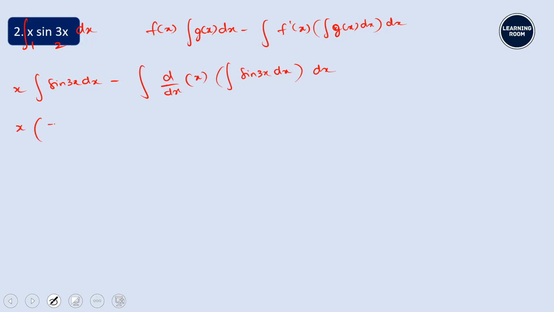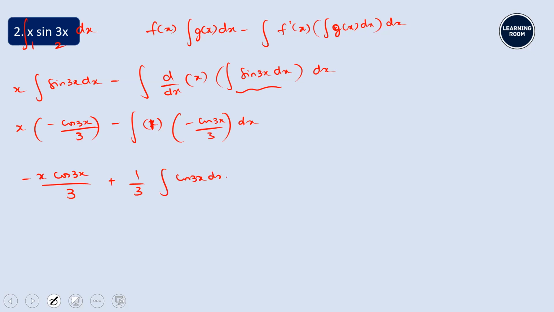So x into integral of sin 3x is going to be minus cos 3x divided by 3, minus integral of derivative of x, which is 1, into the integral of sin 3x, which is minus cos 3x divided by 3, and you have a dx. So minus x cos 3x divided by 3 plus 1 by 3 into integral of cos 3x dx. So it will be minus x cos 3x by 3 plus 1 by 3 into sin 3x divided by 3 plus c, or it is minus x cos 3x by 3 plus sin 3x divided by 9 plus c.